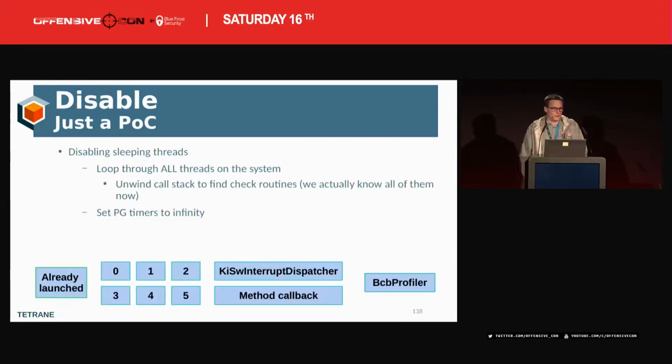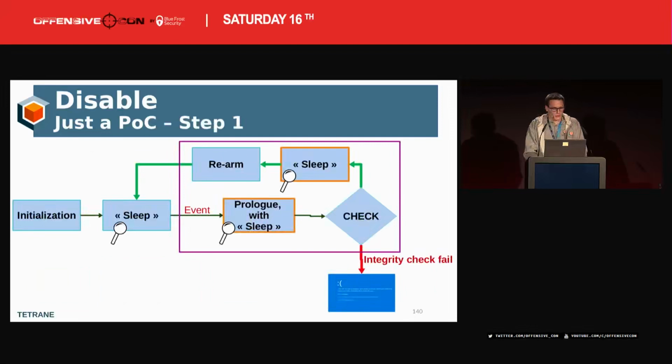So how to disable the sleeping threads? Basically, we will loop through all the threads on the system and then walk their call stack to find the check routines. Actually, at this point, we know all of them. We know all of the check routines. We know where every sleep is performed. So we just have to look at the stack and find the pointer that belongs to the check routine. And when it's done, you just have to set the timers to infinity, and this will allow us to disable already many methods.